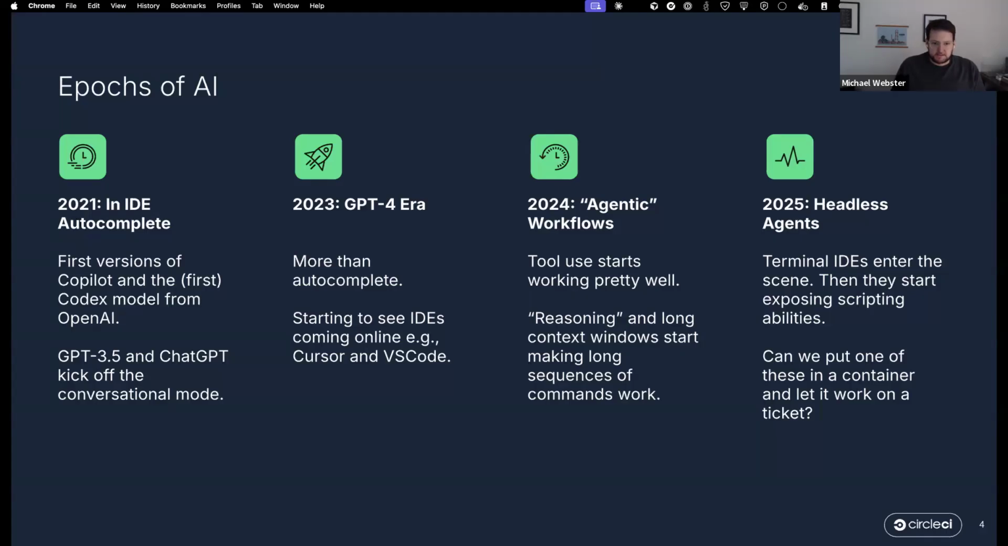This is where you start to see IDEs that are coming online, that are focusing on putting AI directly into the developer space, putting chat experiences like you would see on ChatGPT in the web directly inside of your IDE.